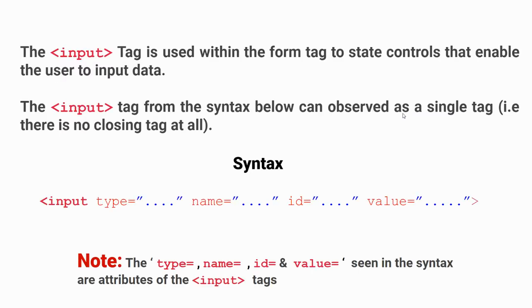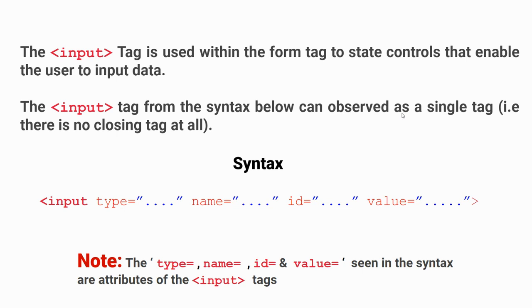The input tag. The input tag is used within the form tag to state controls that enable the user to input data. I explained that before: the input tag is so important because without it, you can't input data. It's just so essential, very, very important. The input tag is going to be explained much more very soon when we start doing the actual coding.